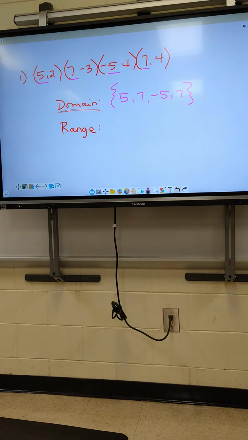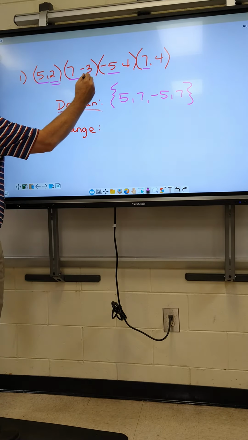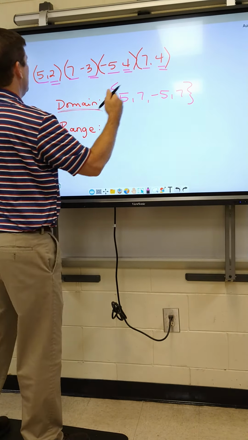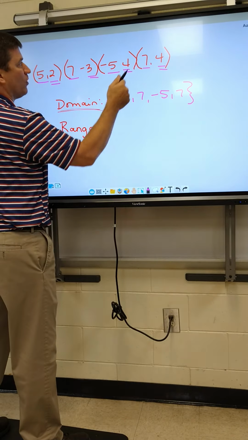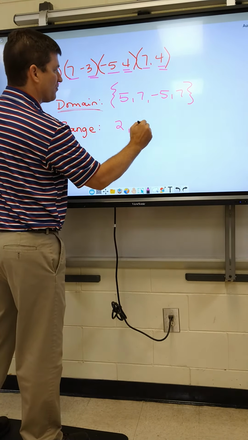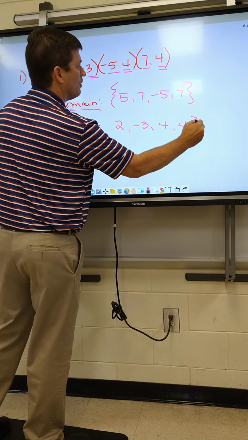So if your domain are the x values, then your range is the y values, the second number in each ordered pair. So it'll be 2, -3, 4, and 4. 2, -3, 4, and 4.